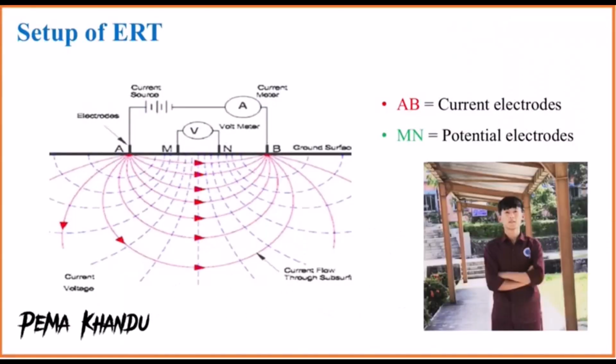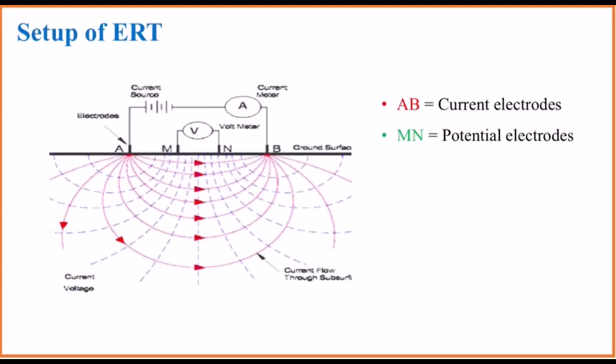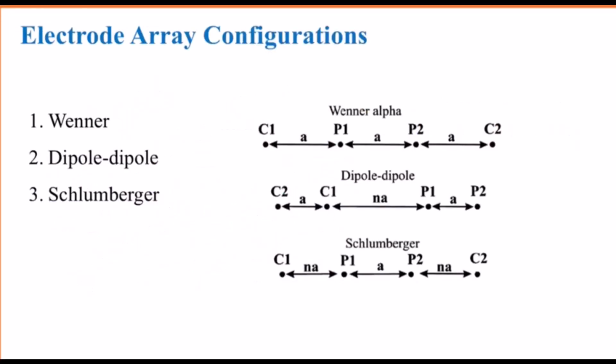This is the overall setup of ERT. Here current electrodes A and B are placed at the extreme points and potential electrodes M and N are placed between the current electrodes. Electrode array configuration consists of Wenner, dipole, and Schlumberger.